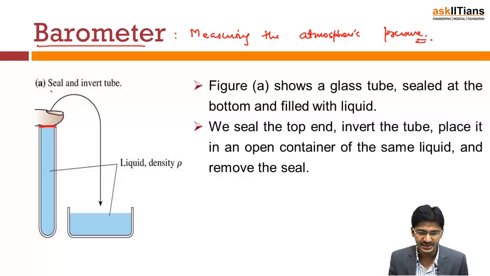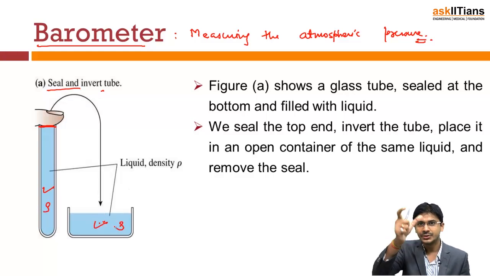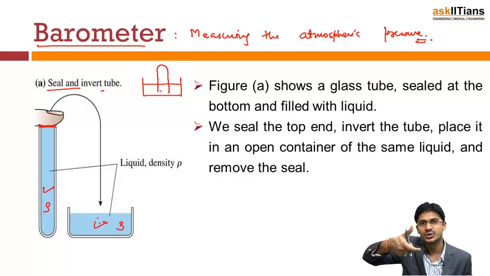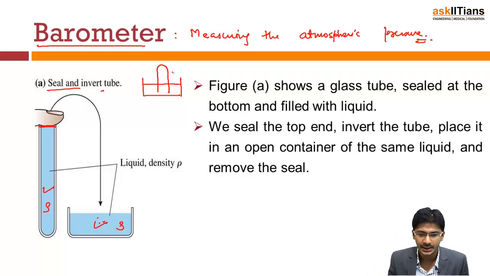What we do is we take this and invert the tube into this. Now this also contains the same liquid. This liquid and this liquid are the same, so same density. We take this, invert it, put it into this, and then remove the finger. Once you have inverted it with the closed finger, you remove your finger. What happens is some of the liquid will come out from this into this, because you have opened it. What you will observe is that it finally settles down at some level like this. Some liquid comes out and then it settles, leaving some space at the top.